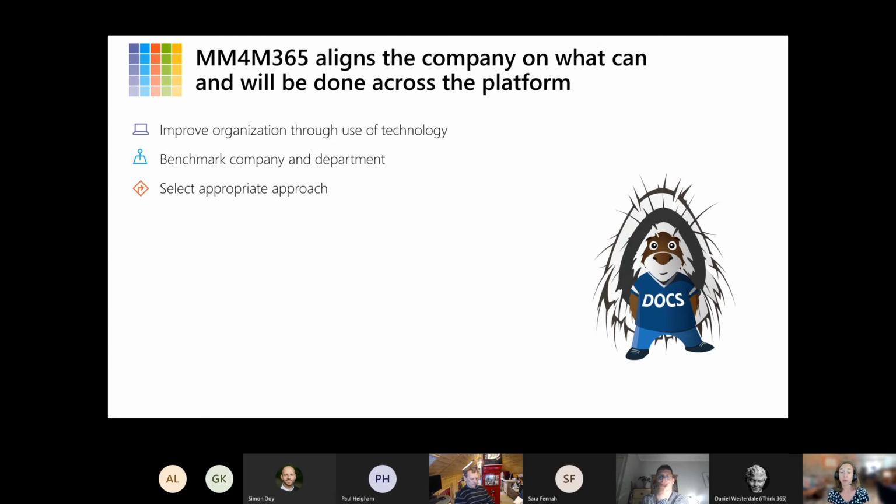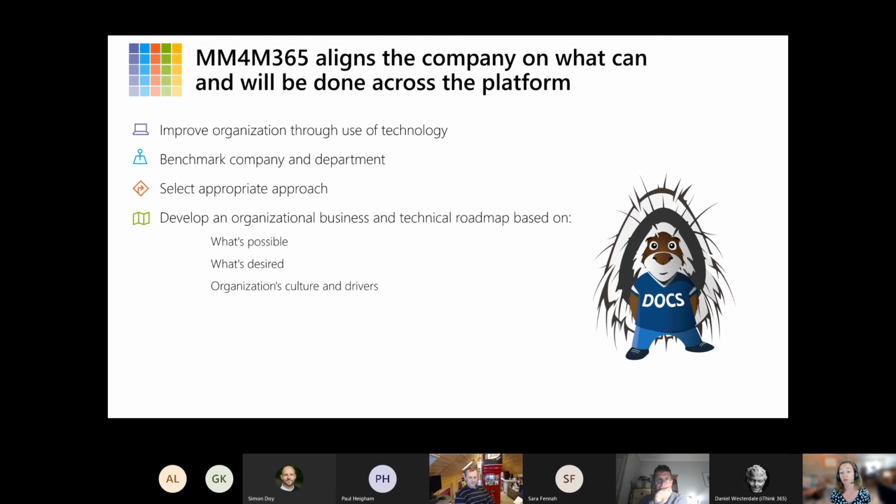It helps you develop an organizational business and technical roadmap. So this is another thing where we turn it on and now what? How are we supposed to be using Microsoft 365 in our organization? So now that we know our current state and identified a future state, you can use some of these how-to articles that we're developing to navigate a plan to get there. So it enables you to lead and support that strategic planning with the senior management.